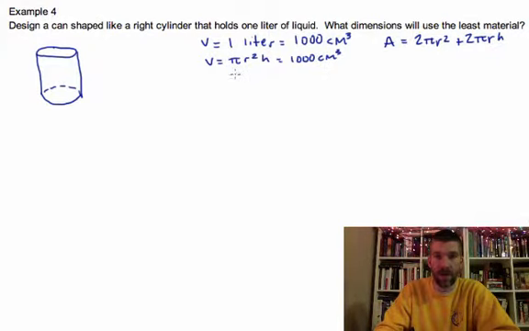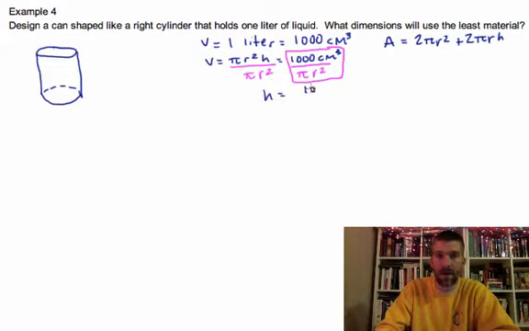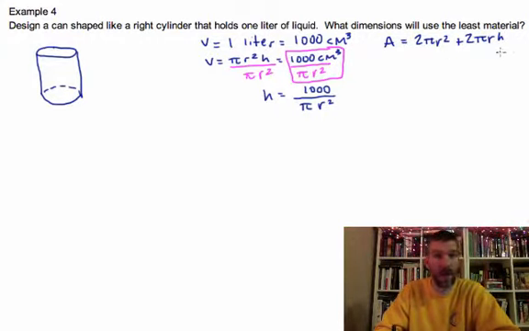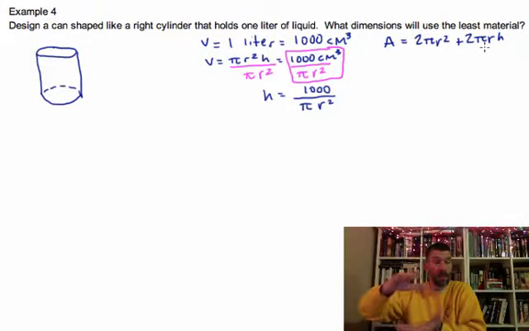I can divide both sides by pi r squared. And this would give me my new h right here. This is my new h. All right, h equals 1,000 divided by pi r squared. I can put that in for this h right here because they're related. Why? The can is the same height in both pieces. It's the same height for the volume as it is for the surface area.